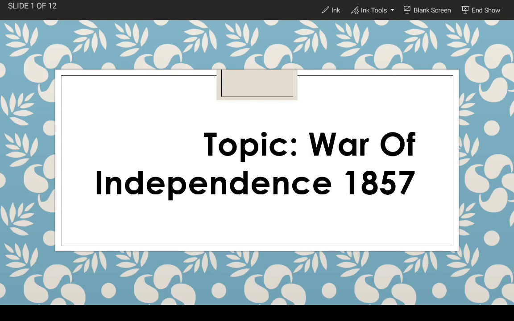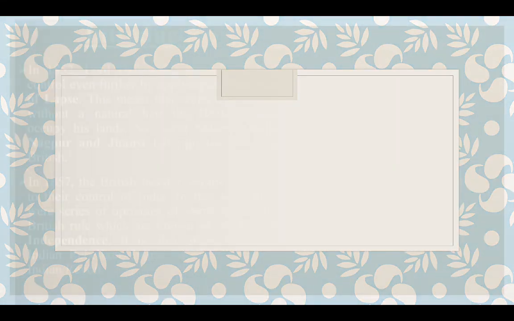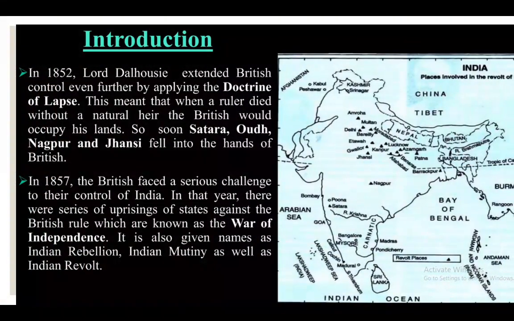So today we'll be studying a topic of Pakistan Studies P1, which is War of Independence 1857. So if we talk about the introduction, in 1852 Lord Dalhousie extended British control even further by applying the doctrine of lapse. This meant that when a ruler died without a natural heir, the British would occupy his lands. So soon Satara, Oudh, Nagpur, and Jhansi fell into the hands of the British.